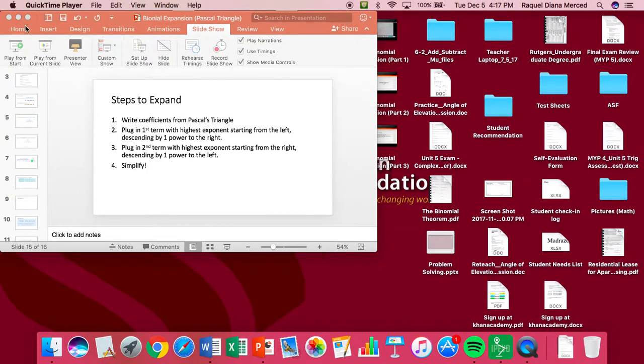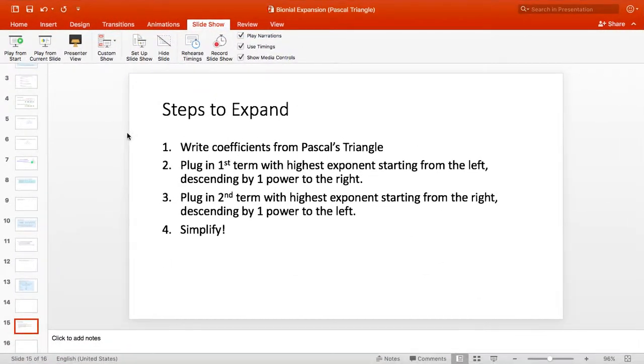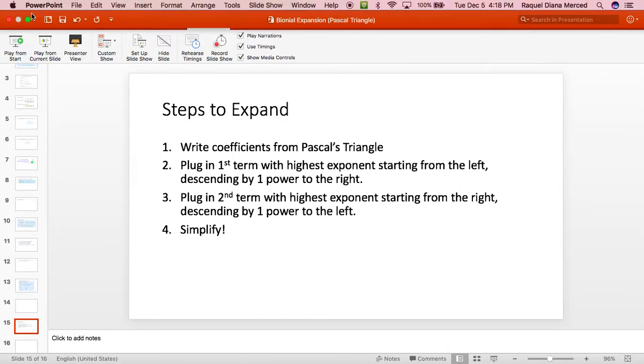Hi, you guys. I just want to do one more problem, but before we do the problem for binomial expansion, just a reminder of the steps. One, write coefficients from Pascal's triangle. Two, plug in the first term with the highest exponent starting from the left, descending by 1 power to the right. Three, plug in the second term with the highest exponent starting from the right, descending by 1 power to the left. And then four is to simplify.